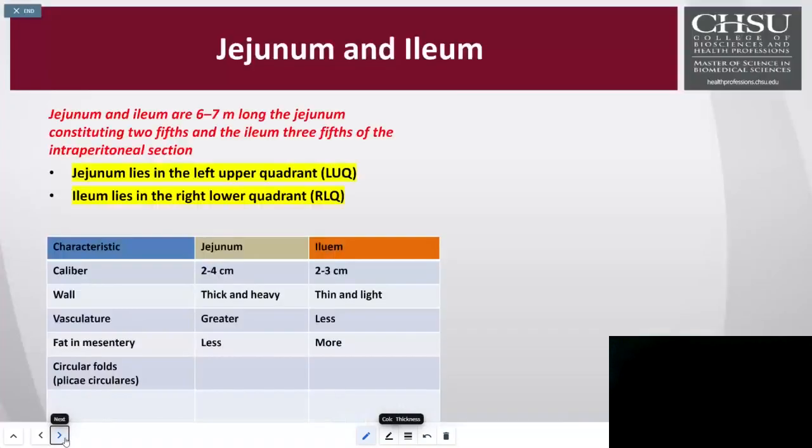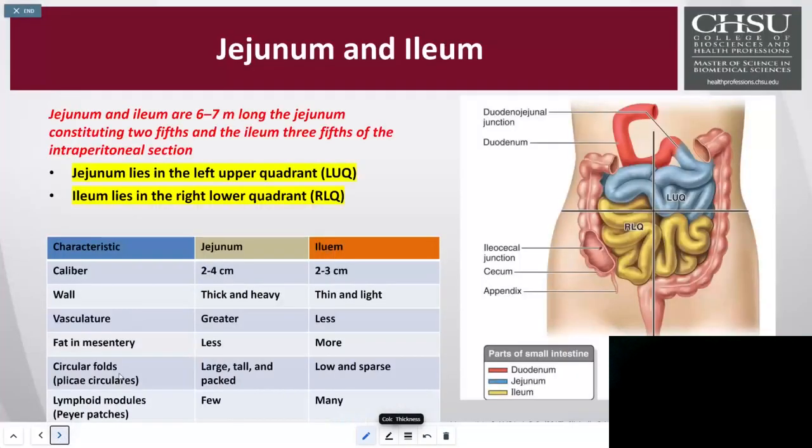Then over here, we're going to go on from the duodenum to the jejunum and the ileum. As far as characteristics go, I want to give you a quick snapshot of the key differences, because when you think about it, they're all the small intestine.